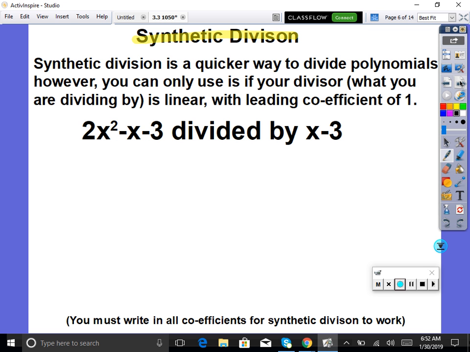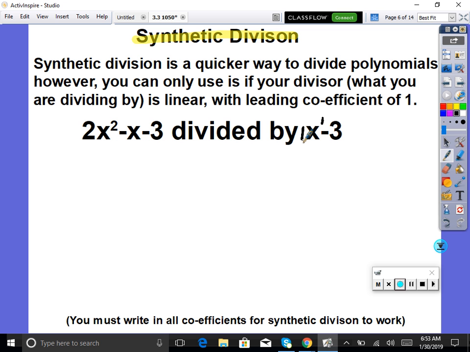You can only use it if you're dividing by something that is linear, not the thing that's being divided. If you're dividing by something that is linear, that means degree 1 with a leading coefficient of 1. 1 and 1. That has to be true. And if that's true, then you can use synthetic division. So basically, guys, don't we just have to be dividing by a linear factor with leading coefficient of 1? Because 2x plus 3 is still a linear factor, but it doesn't have a leading coefficient of 1.